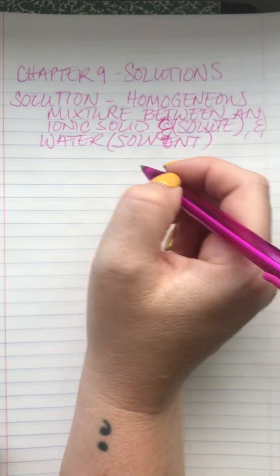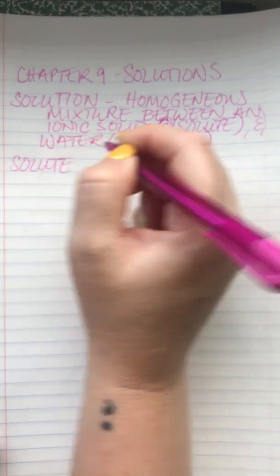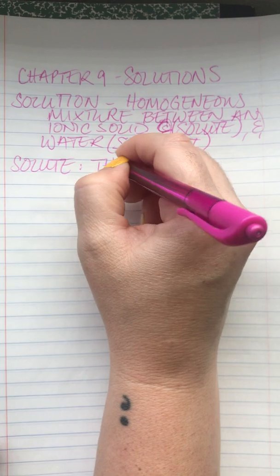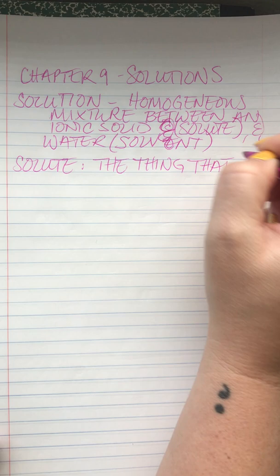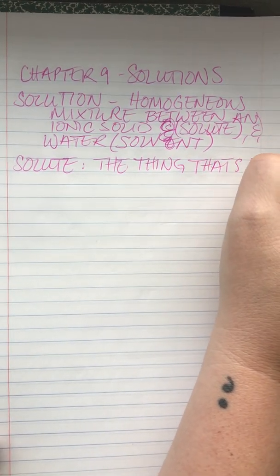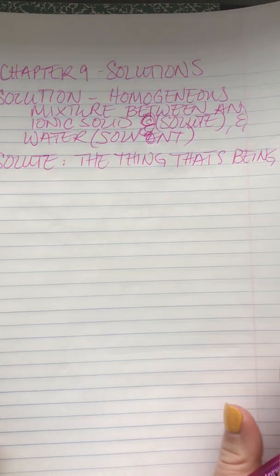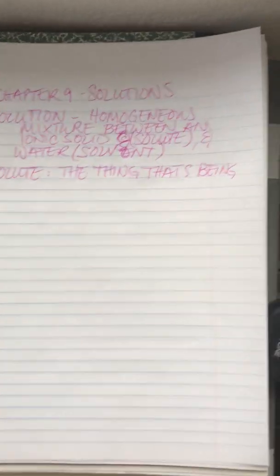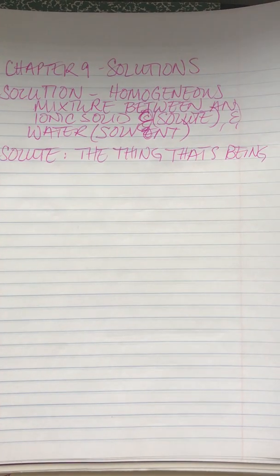So a solution has two main components. The solute is the thing that's being dissolved. Oof, not enough room. Sorry, guys. Technical difficulties. Hey, there we go.